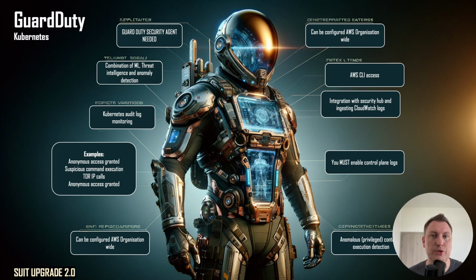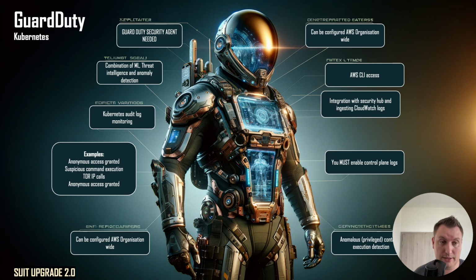So it can be configured on the organization level. It can be used with the AWS CLI. It has integration with Security Hub, ingesting CloudWatch logs. If you want to go with Kubernetes, you must enable the control plane logs. That's super important, and I'm saying that to everyone. The more logs you enable, the more data you get. That's very simple. It can also do anomaly detection, which is why it uses machine learning. It learns from the data and then can detect the anomalies inside of that.